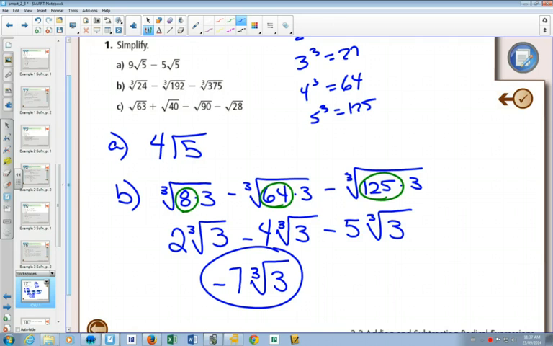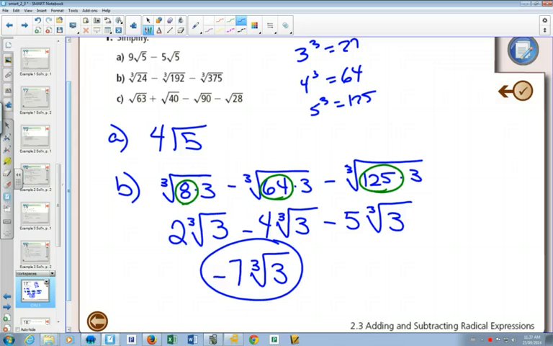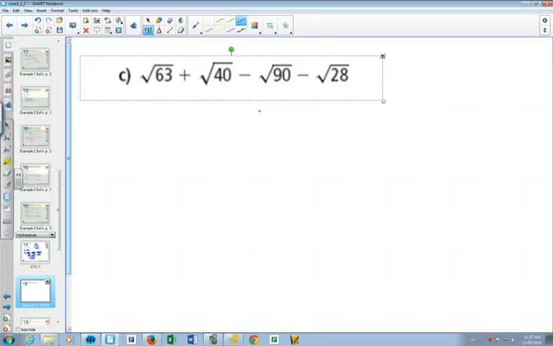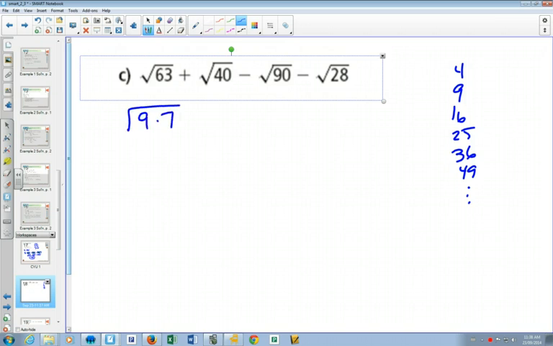Part C, just put that into more space here. Square root of 63. Now we're dealing with square roots, so you're looking at your perfect squares. Should I go back for a second? That's good. Anybody need me to go back? So you're looking for your perfect squares. Remember, 2 squared is 4, 9, 16, 25, 36, 49, and so on. Is there a perfect square that divides 63? 9. Because it's 9 times 7.